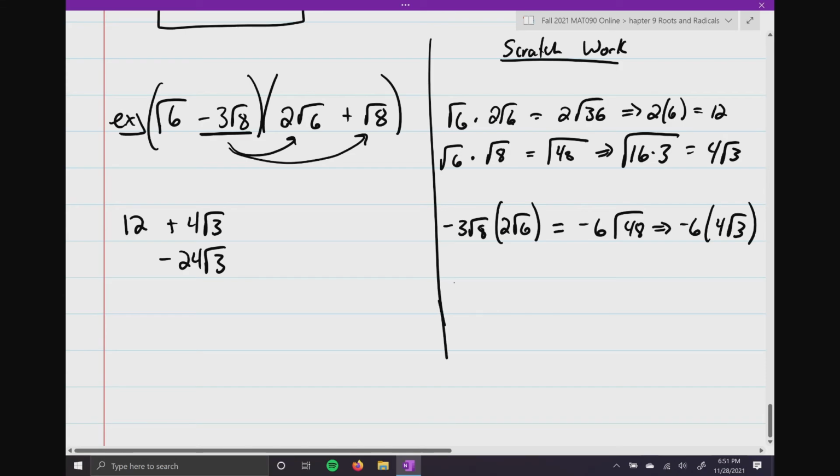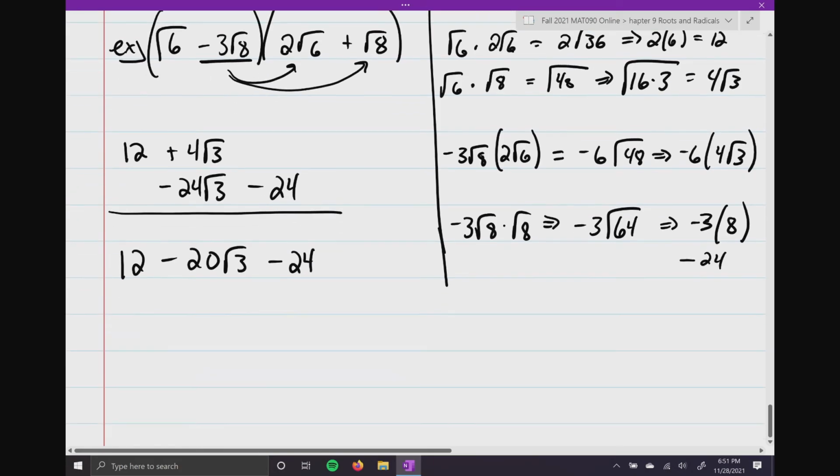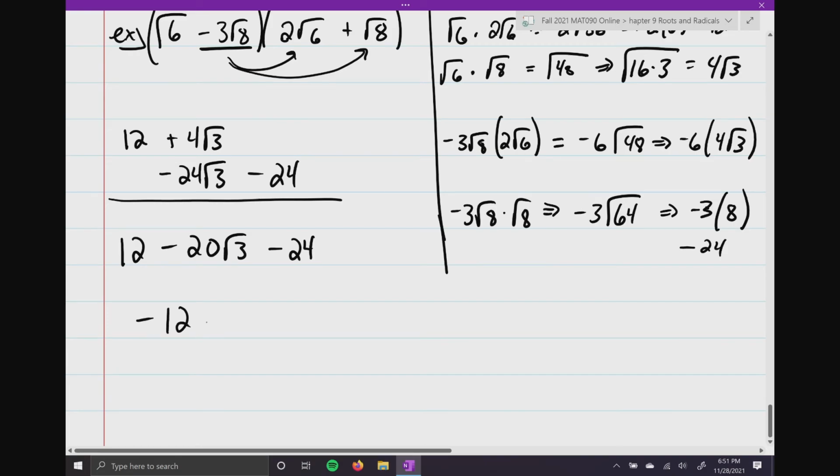Finally, negative 3 square root of 8 times the square root of 8 is really negative 3 times the square root of 64. 8 times 8 is 64. And we know the square root of 64 is 8. So that's going to be negative 24. And I write that over here to the right-hand side. Now I just combine everything. I get 12 minus 20 square root of 3 minus 24. And then 12 minus 24 is negative 12 minus 20 square root of 3. Okay?